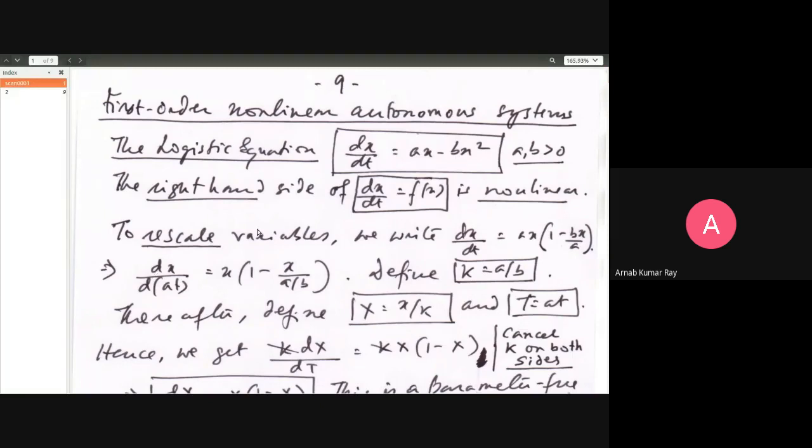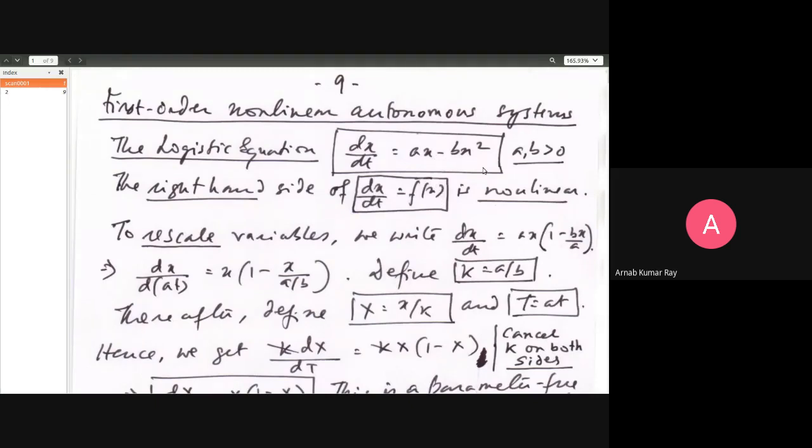So, first order nonlinear autonomous systems. What do I mean by first order? I told you, dx/dt. Autonomous: the right-hand side is f(x), that is autonomous. Now, so far we have talked about f(x) equal to plus minus ax, or f(x) equal to a plus minus bx. Now, I'm looking at a simple equation which is a combination of the two kinds of things.